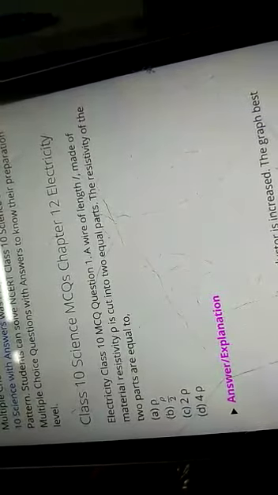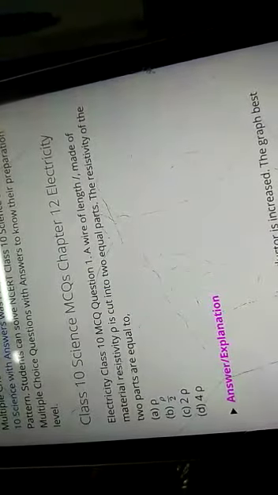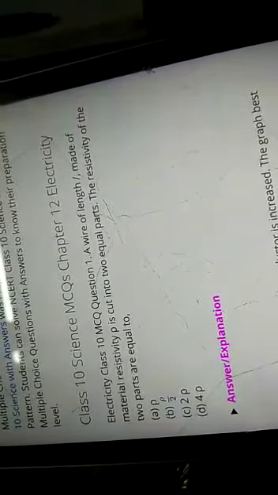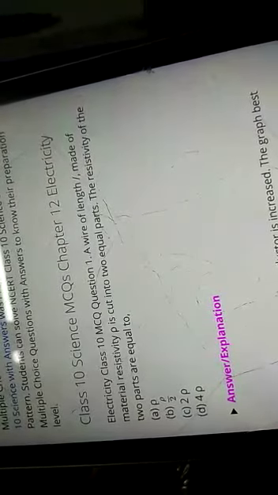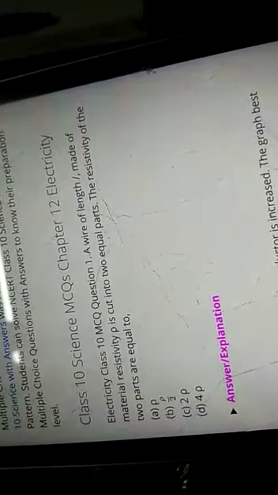So your correct option will be A, since if you make it half, or into 3 pieces, or into 4 pieces, the resistivity of a wire does not change, so it will remain rho. So your correct option is A here.